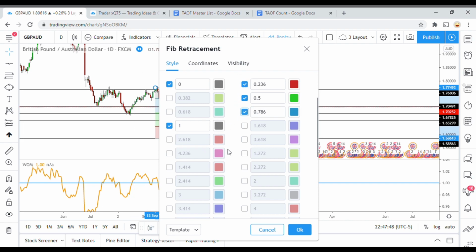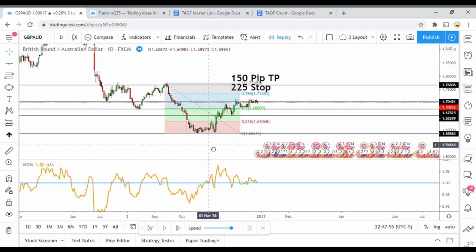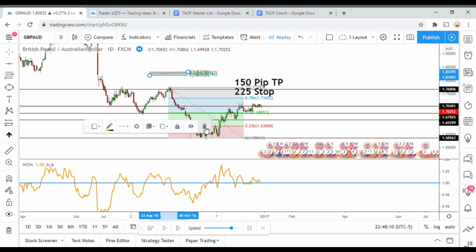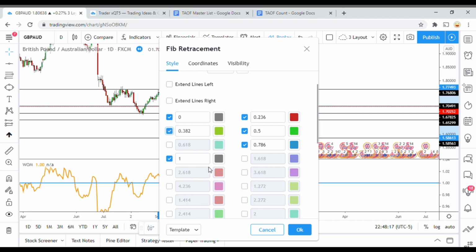Now, of course, like I said before, I don't have all my different areas turned on. Let's do 236. Let's do 786, and just a few areas. And so now you can see that it is actually painting in some of these areas that might act as support and resistance. And you can turn on more than just those. Let's say we did that one as well, and then that one as well.